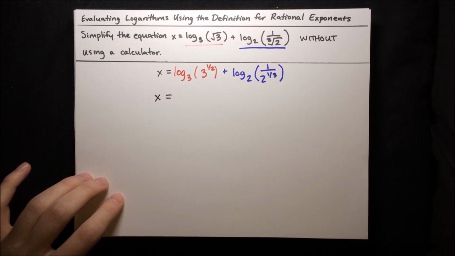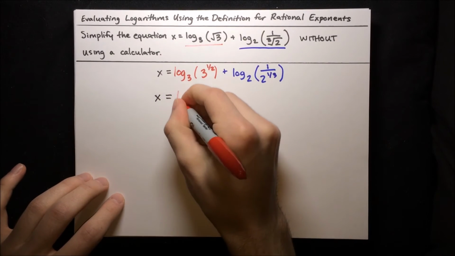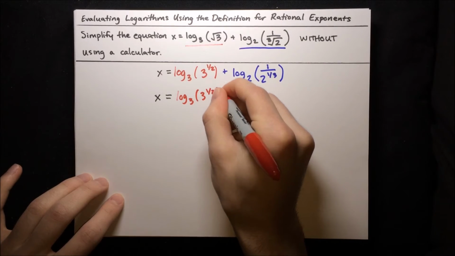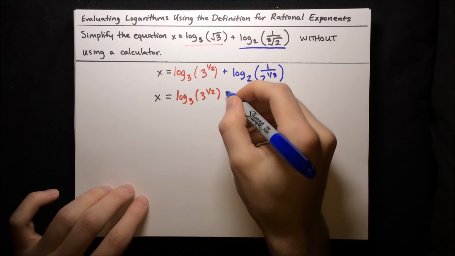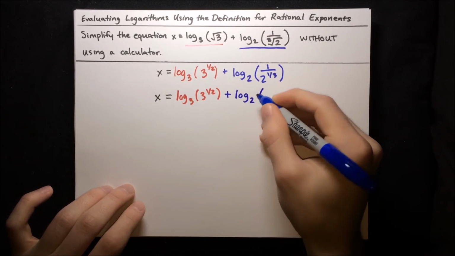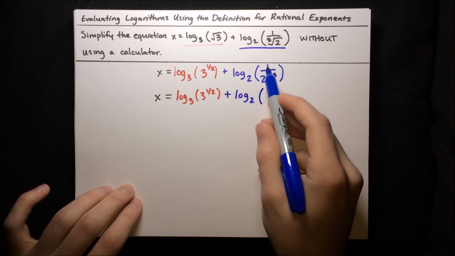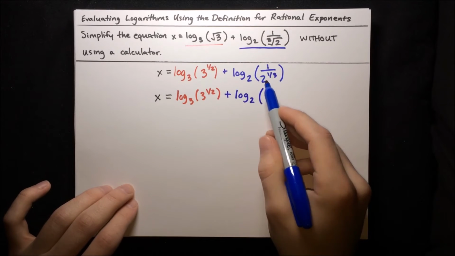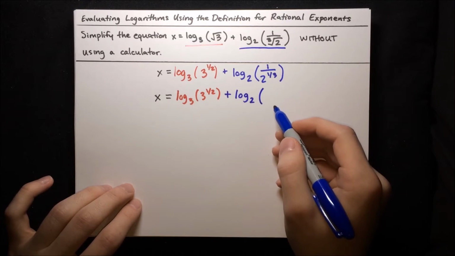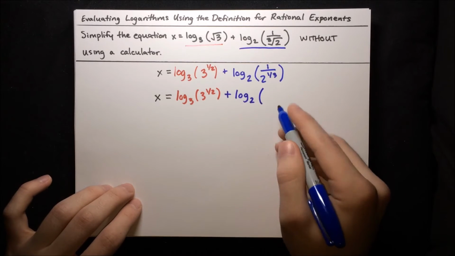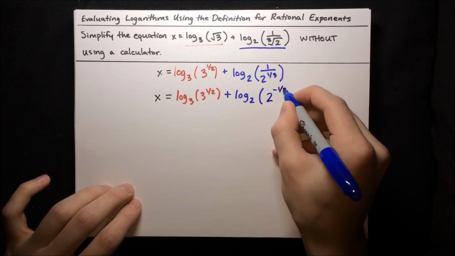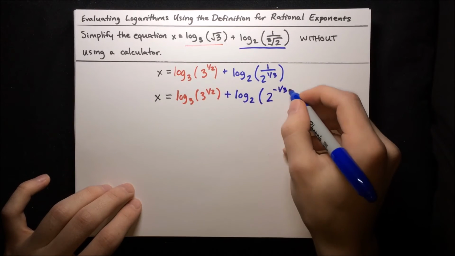So x is equal to log base 3 of 3 to the 1/2 plus log base 2 of what? So 2 to the 1 over 2 to the 1/3 power. What's that equivalent to? Well, we can get the 2 out of the denominator of the fraction by just tacking on a negative into the exponent. So make this 2 to the negative 1/3. That's equivalent to the argument above.